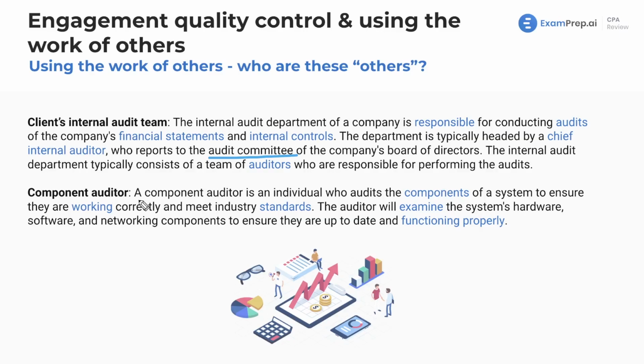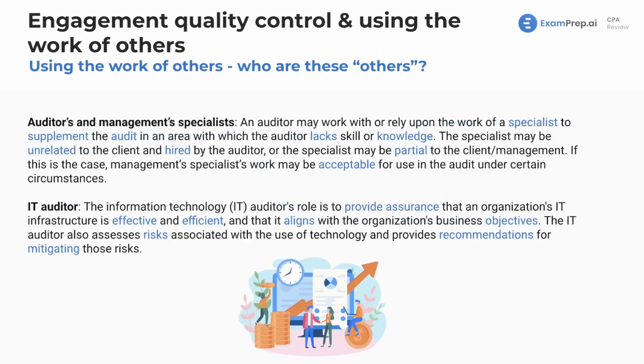Component auditor. So who is a component auditor? That's an individual who audits the components of a system to ensure they're working correctly and meet industry standards. The auditor will examine the system's hardware, software. But essentially, a component auditor is a specialized auditor who audits one particular component of an entity, such as just payroll or cash, something such as that.